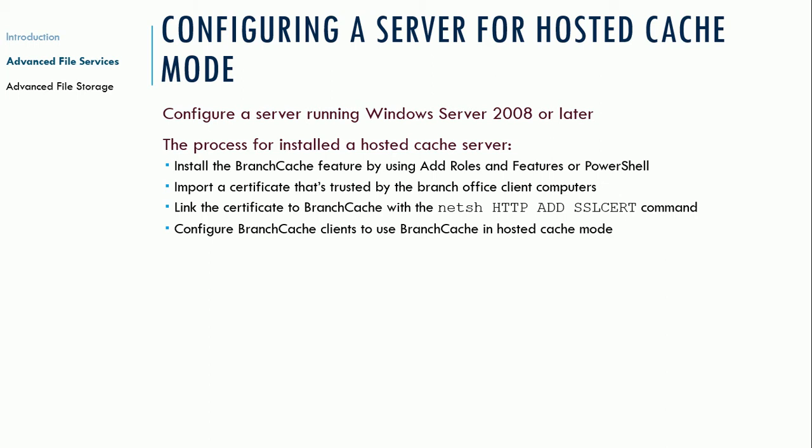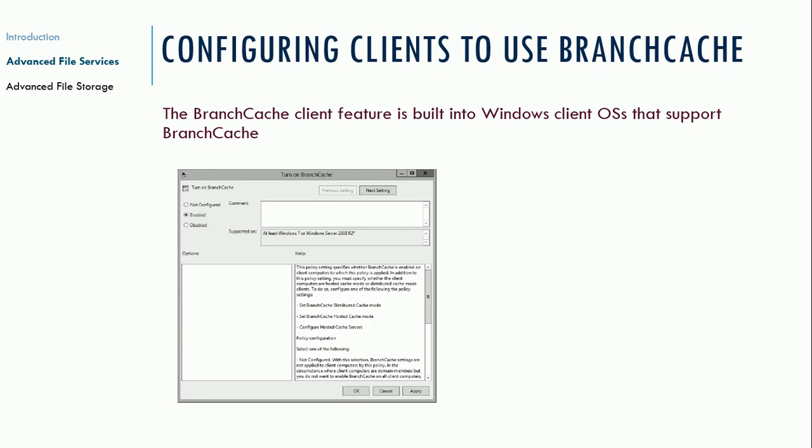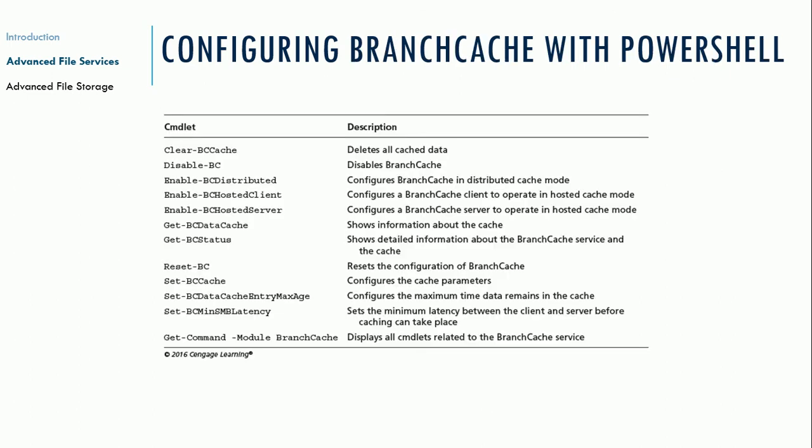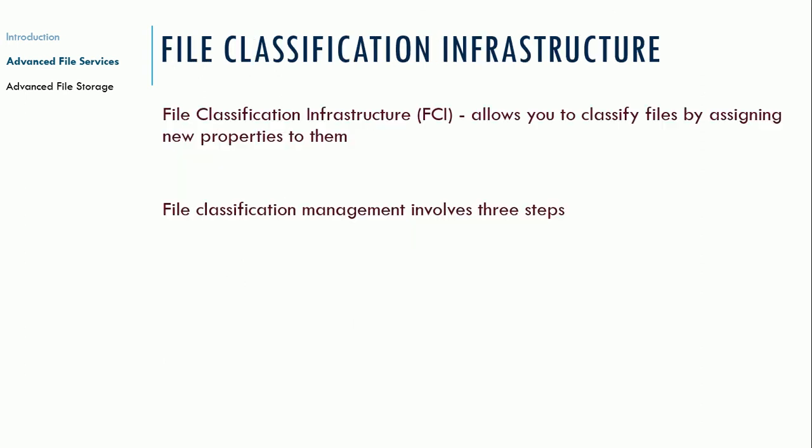And then we configure your branch cache clients to use the branch cache in hosted cache mode. And this is where you would configure that in the client operating system. So you do have to set up both the client and the server for this to work. There are some PowerShell commandlets that you can use to manage branch cache. This is the list. It's also enumerated in your textbook, and you can review that in your textbook as well.